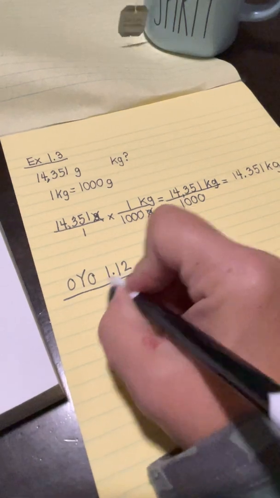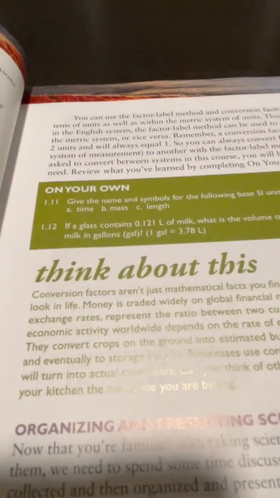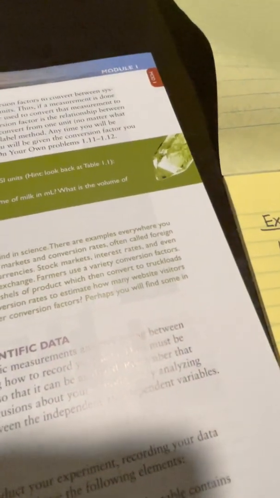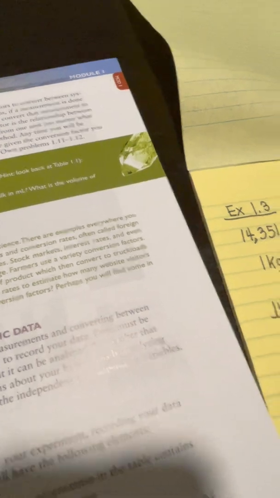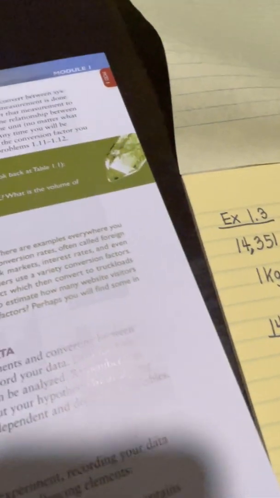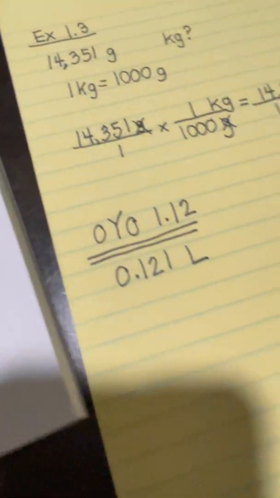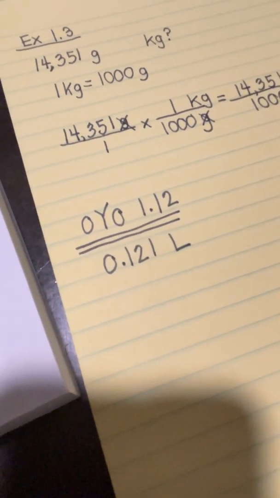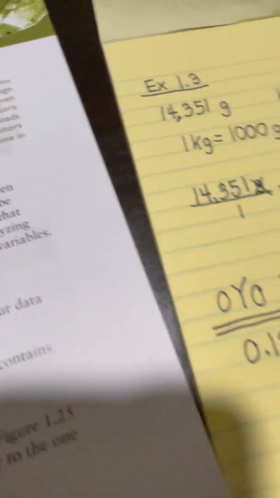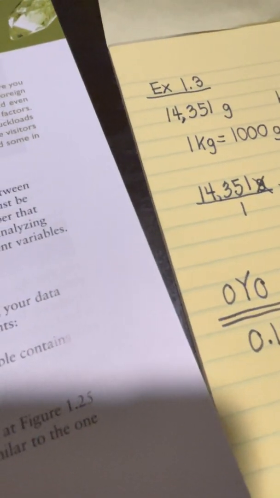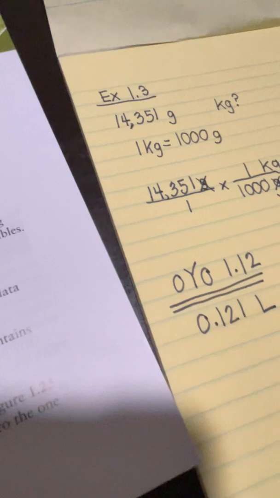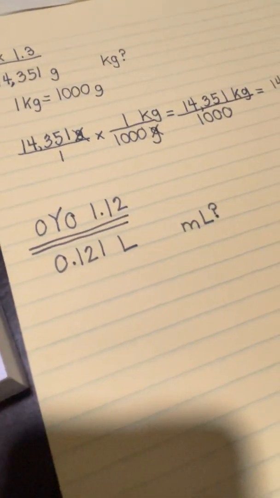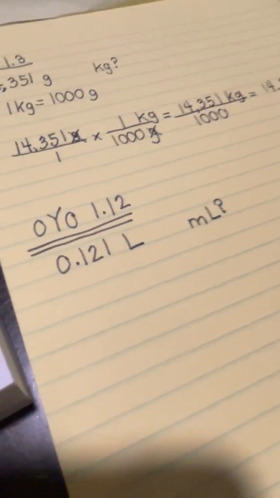Problem 1.12. If a glass contains 0.121 liters of milk, what is the volume of milk in milliliters? So we want to find milliliters first. And then what is the volume of milk in gallons? So this is going to be two problems wrapped up into one.